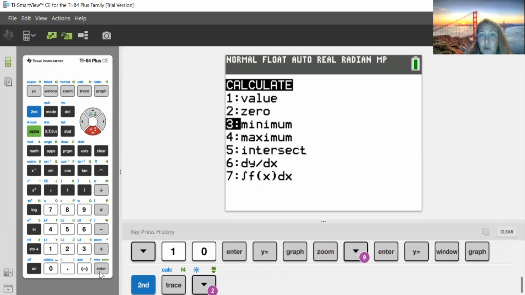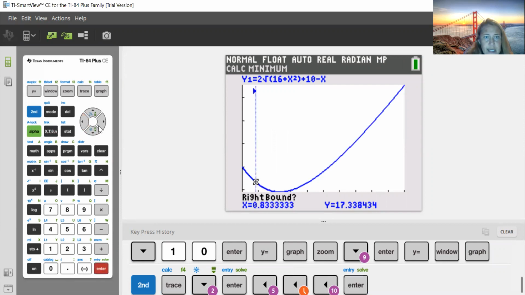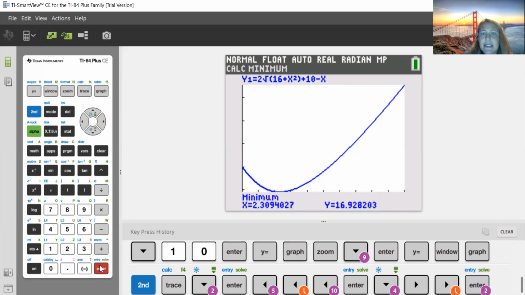This key has been very important to us in the last couple of weeks. We've done intersections, we've done zeros, we've done maxes and mins. So I have to mark off my left bound. Some calculators call it lower bound and upper bound, in case yours is saying something different, but same idea. And then right bound, so just make sure I'm to the right of it. And I see 2.3 and then Y is 16.9. So that's why my let statements are so important: now I have to go back and interpret what I see on the graph.